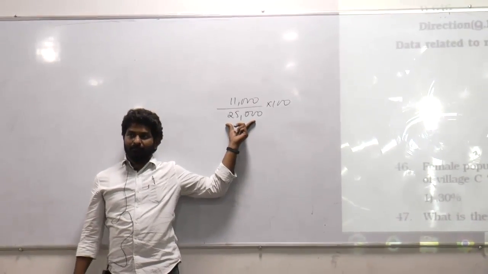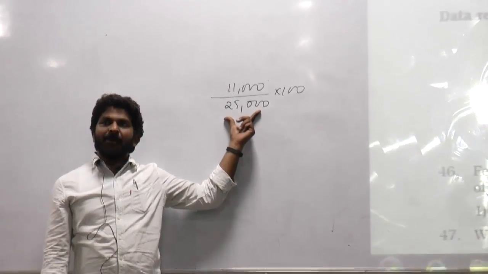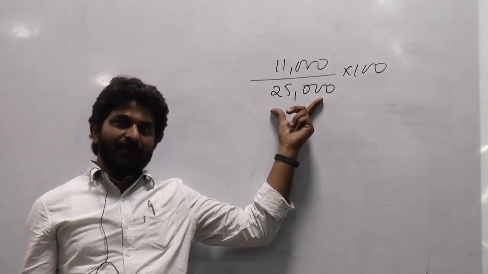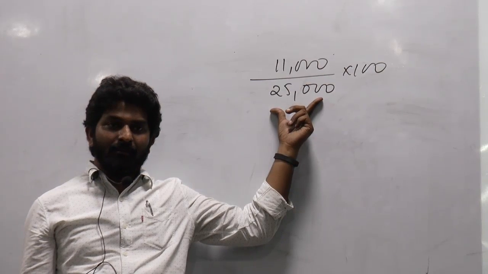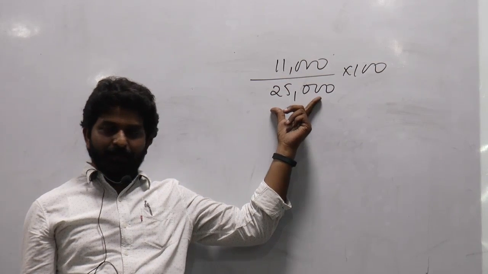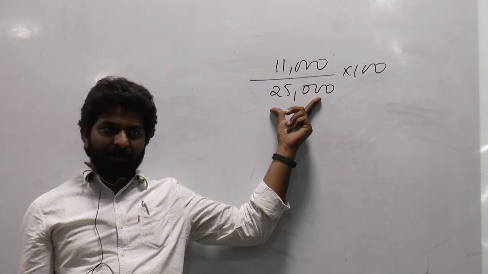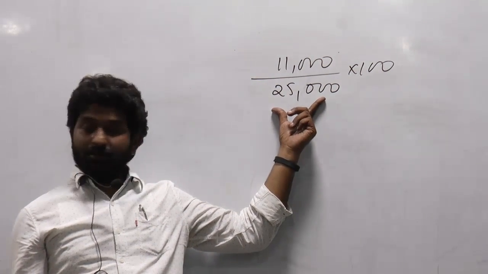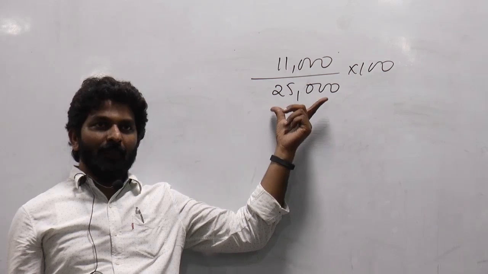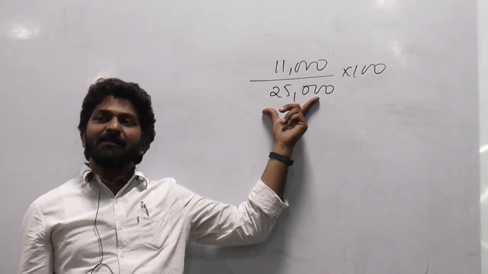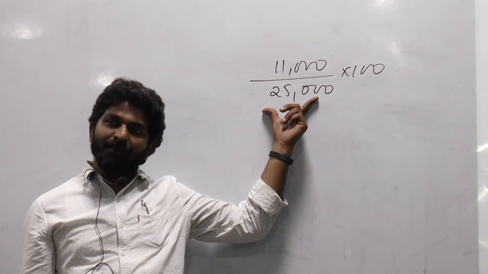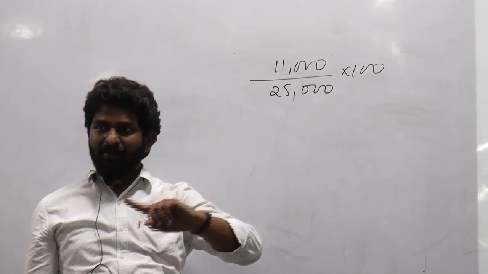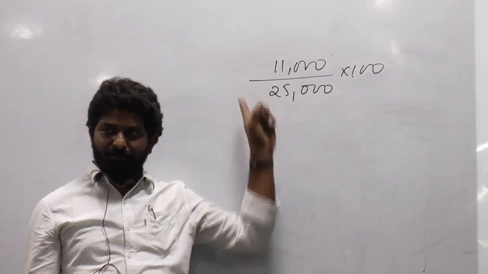10% of denominator is 2,500. 20% is 5,000. 40% of denominator is 10,000. Sorry, wait. 40% of denominator is 10,000. Then what about 4%? 1,000. 10,000 plus 1,000, 11,000.